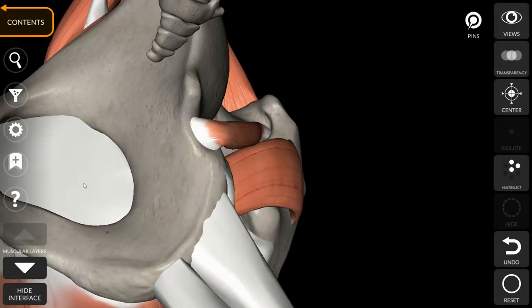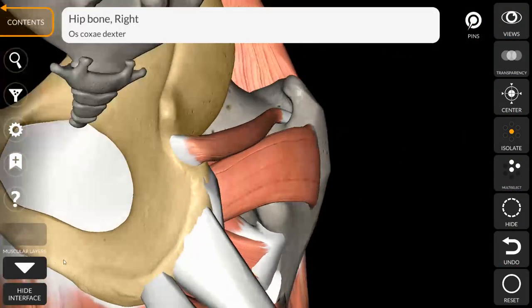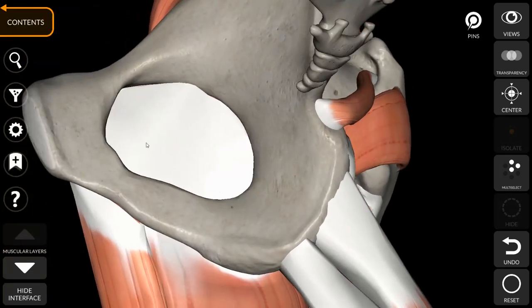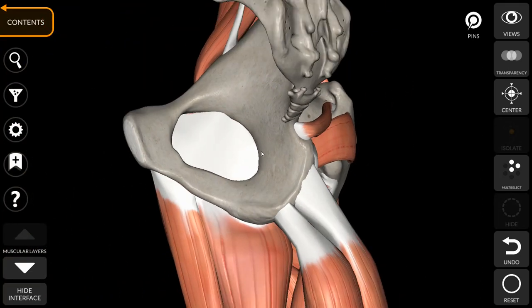All right. Can you see this foramen, class, over here? Can you name this foramen, class? This foramen? Yes, class. This foramen we call as a obturator foramen. Very good, obturator foramen.